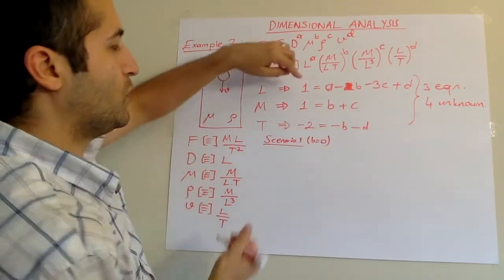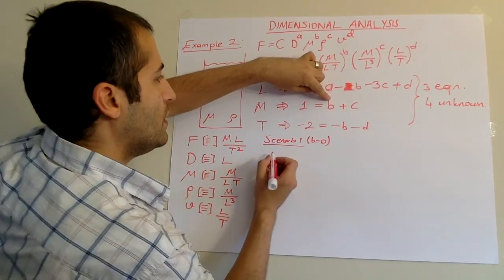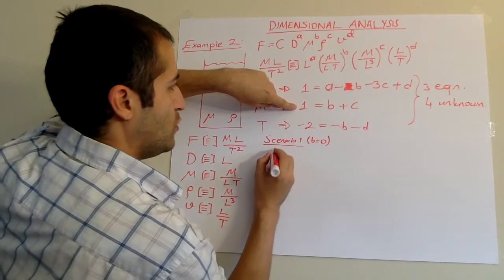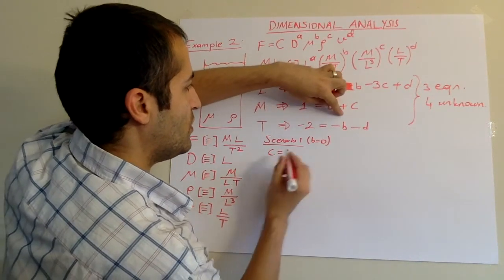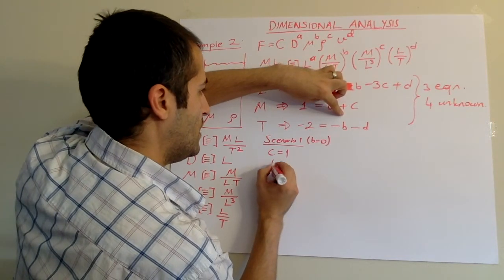If you set b is equal to 0, then you find from this equation that c is equal to 1. From here, you find that d is equal to 2.